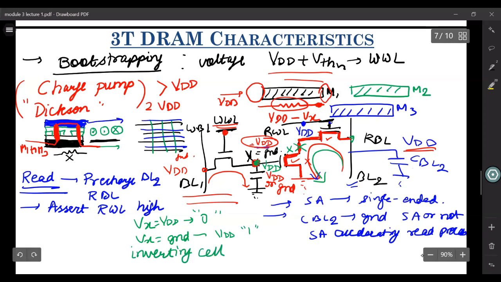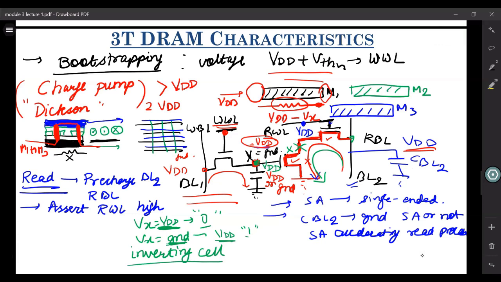Why is it called an inverting cell? You write a VDD, your output logic is 0, or what you read is 0. You write a 1, like you write a ground to this VX, your output is read as VDD or 1. So whatever you store on the internal node, it's the opposite which the read value gives you. So that is why it is called an inverting cell.